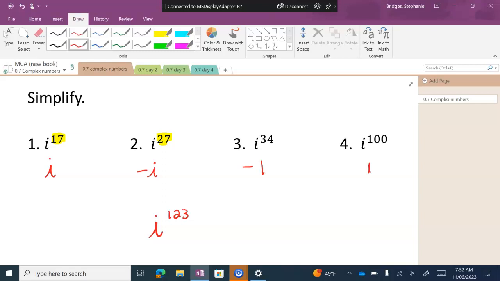0.75. So that's going to be the same thing as i to the third, which is just negative i. If my pen would actually write like it's supposed to, it might help. Does that make sense? Okay.